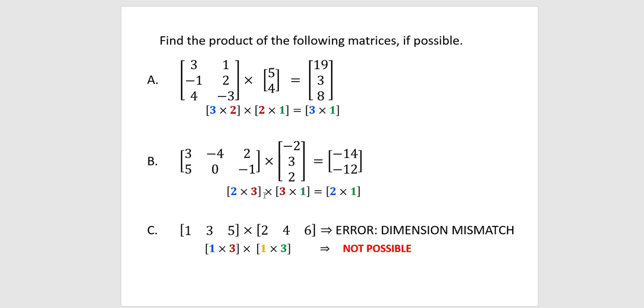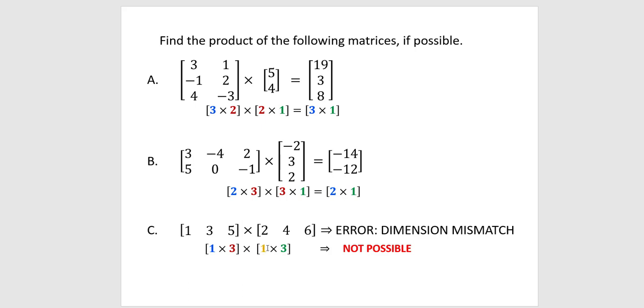In the third example, the number of columns in the first matrix is 3, and the number of rows in the second matrix is 1. These are not equal. Therefore, these 2 matrices cannot be multiplied, even though they look exactly the same.